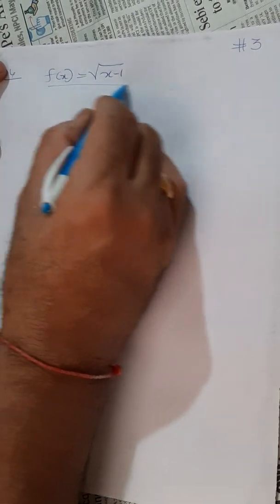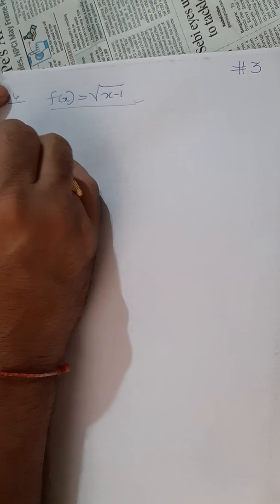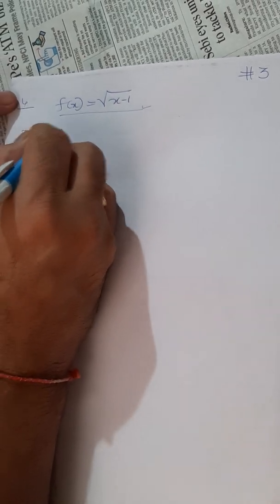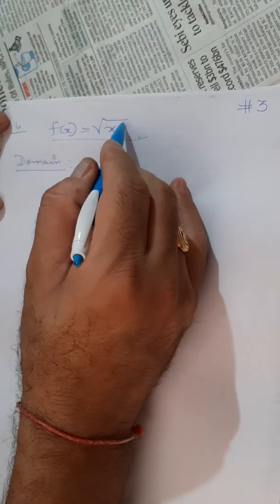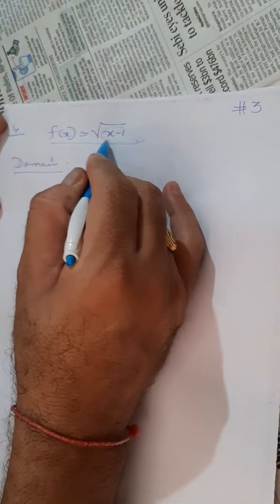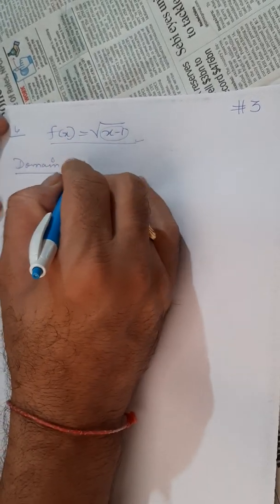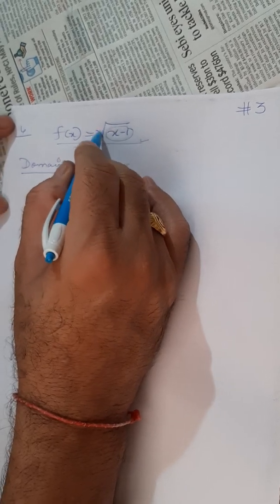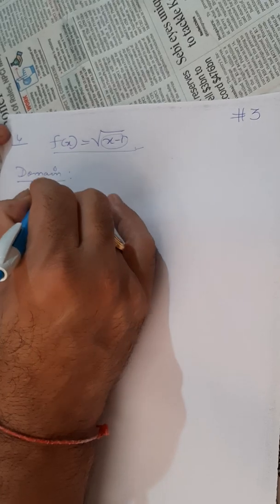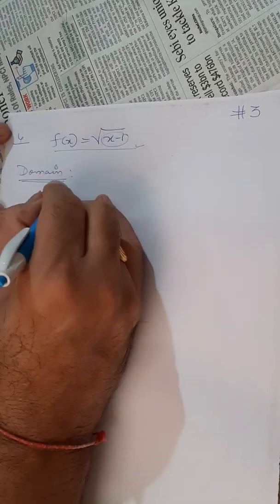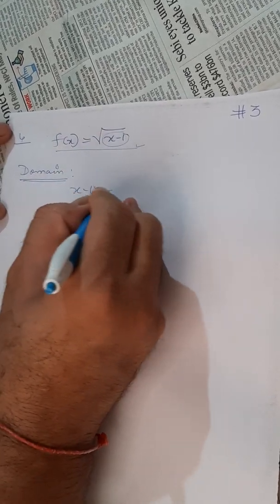So for this function, we want first the domain and then the range, both things. Now we did it earlier, one more time. You know domain means possible values of x. So when you have root of some number, then the number should be greater than or equal to 0. So for domain here, that inner expression must be greater than or equal to 0.